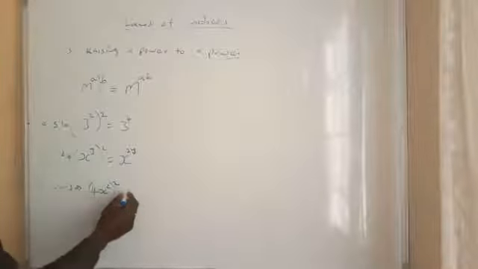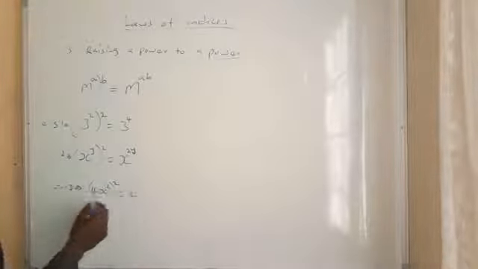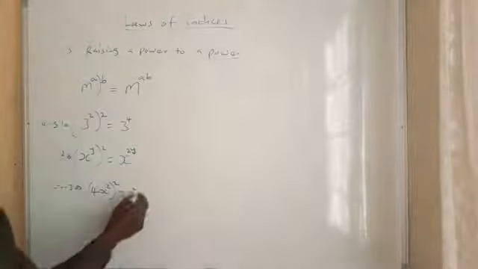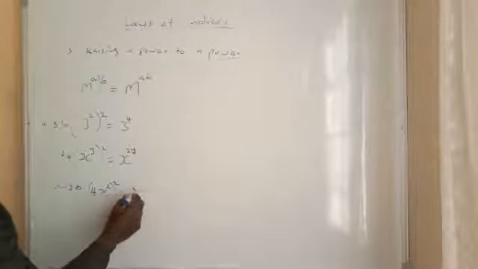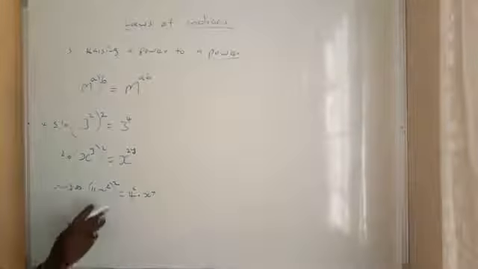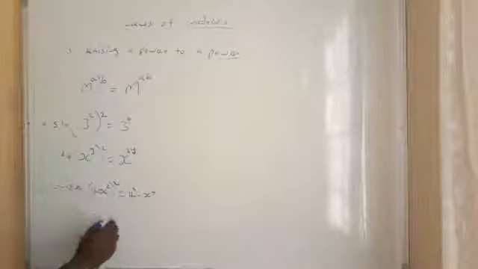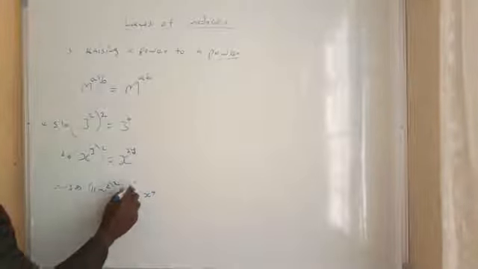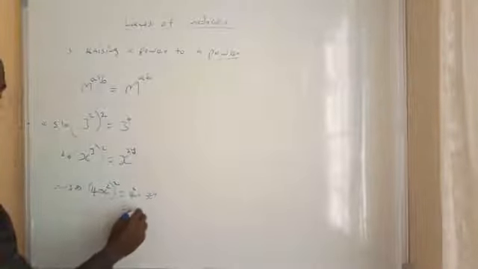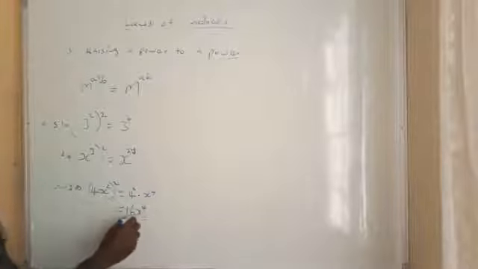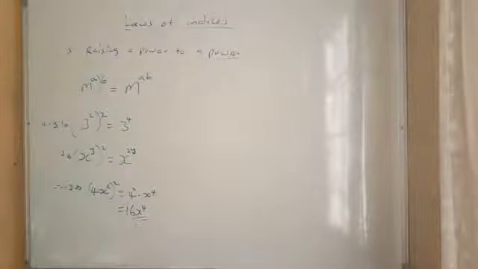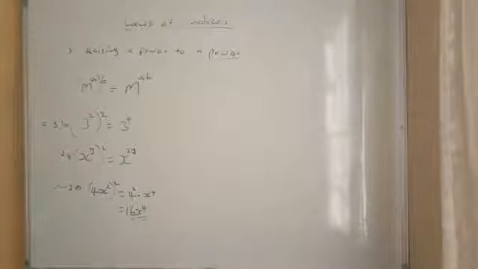So that will be 4 power 2 times x power 4, that is 2 times 2. So finally the answer will be 4 power 2, that is 16 x power 4. Raising a power to a power.